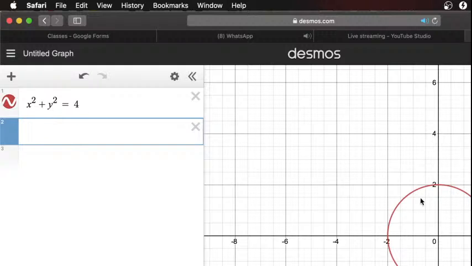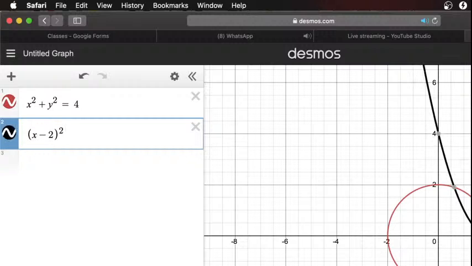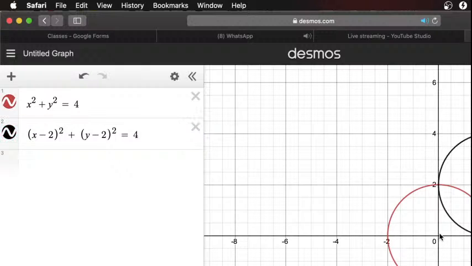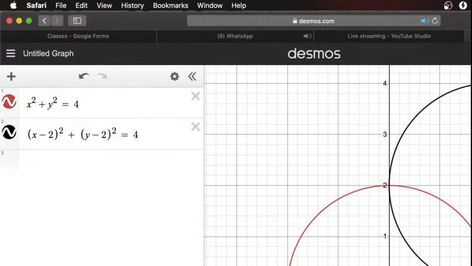Now let's also see what the other generic notations of a circular expression are. We could also say x minus 2 whole square plus y minus 2 whole square equals 4 is also a circle, just that it's a displaced circle. The center of the previous circle is 0 comma 0, as you can notice, but the center of the new circle turns out to be 2 comma 2.